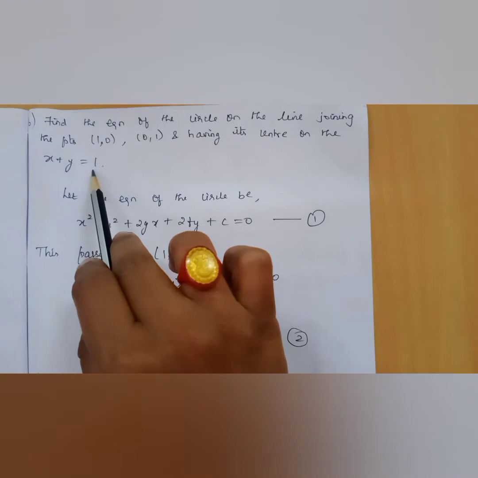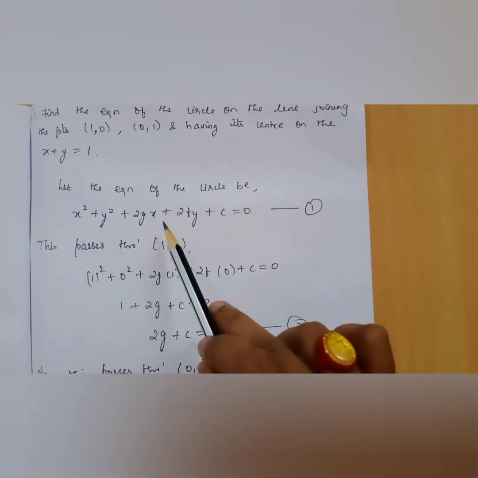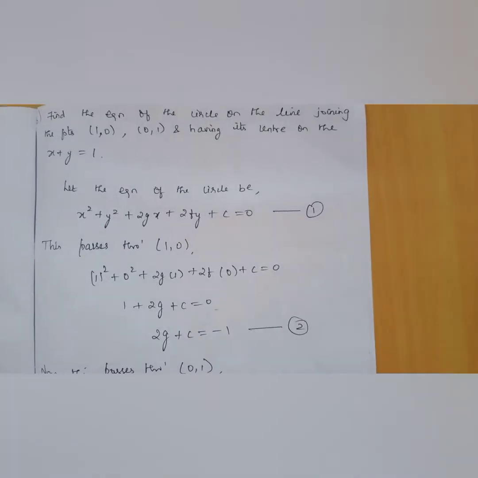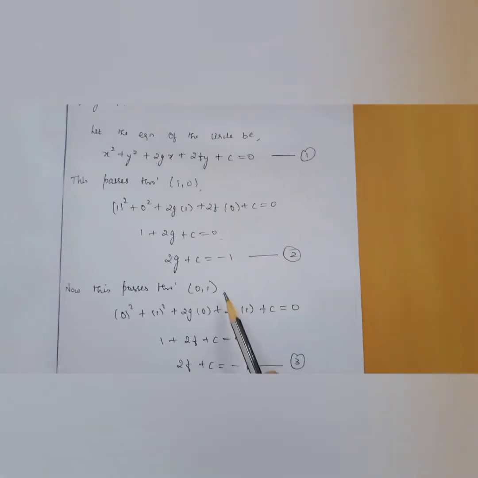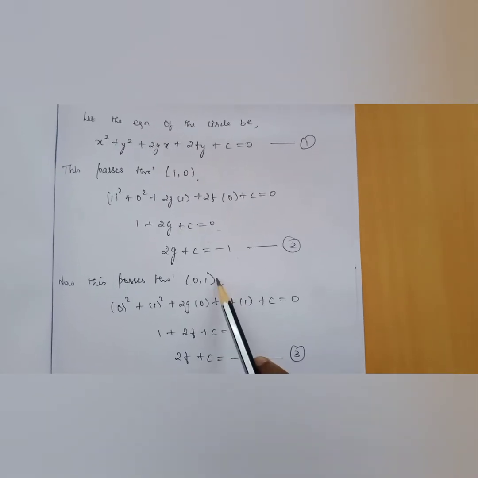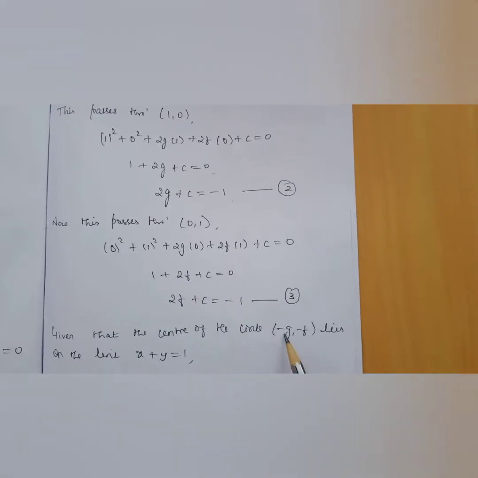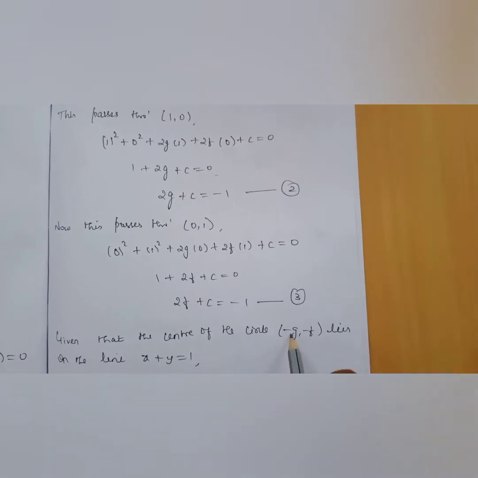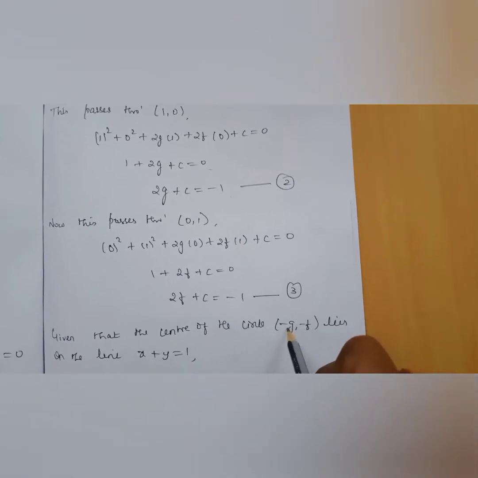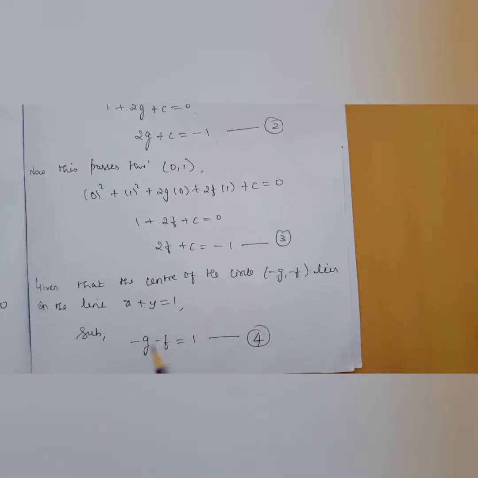And the center is on this line. So first the general equation, that is x square plus y square plus 2gx plus 2fy plus c equal to 0. Then it is passing through one point, so I have got one more equation here, and passing through the other point. In the place of x and y, I will substitute the point and I have got one more equation here. So given the center of the circle, it is minus g comma minus f. The center is minus g comma minus f, which is lying on the line x plus y equal to 1.